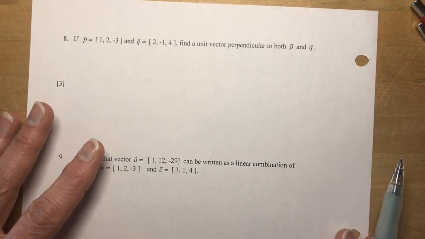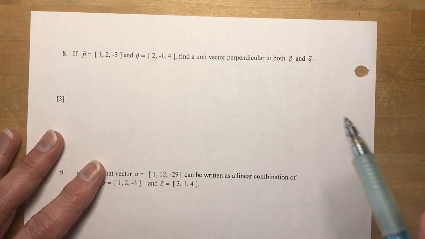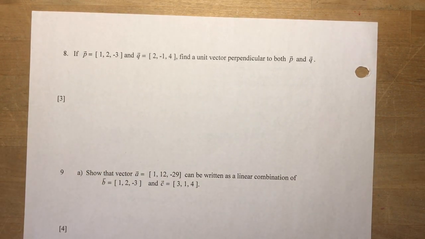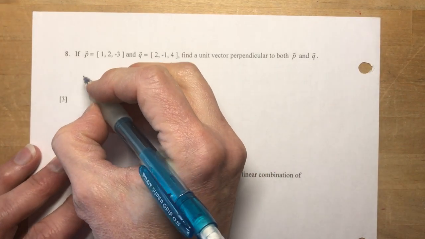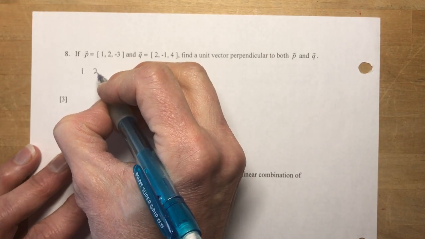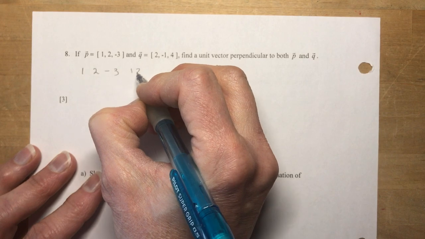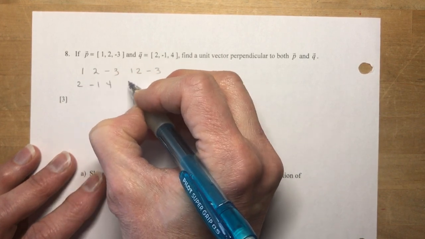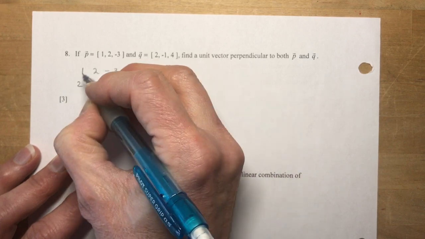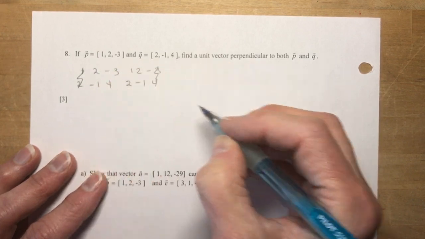Okay, if P equals 1, 2, minus 3, and Q equals 2, minus 1, 4, find a unit vector perpendicular to both P and Q. So you know that a vector perpendicular to P and Q, all I have to do is take the cross product. So here we go again. 1, 2, minus 3. 2, minus 1, 4. Get rid of the outside ones.